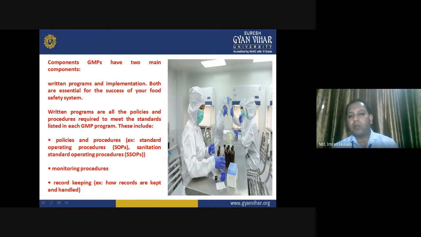So, when you are working in a quality control department, every time you have to calibrate the device on which you are working. Every time you have to look after the machinery on which you are working. Proper servicing is done, and records are maintained.